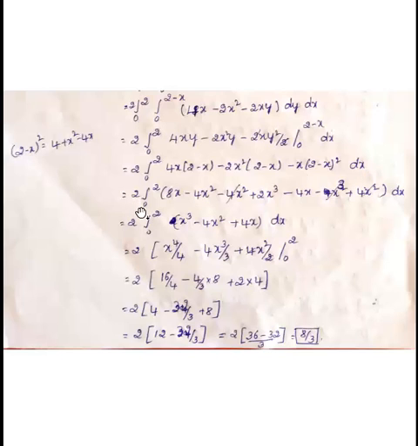Simplify the integral from 0 to 2 of (4 + 8x + x² − 4x)... Here, expand (a − b) whole square. What is (a − b) whole square? a² + b² − 2ab. So the expansion gives 4 + x² − 4x.